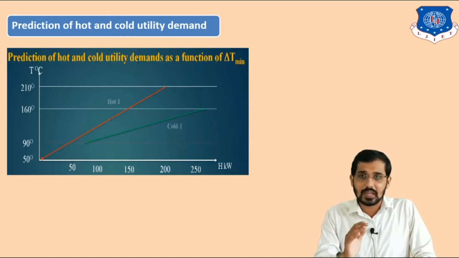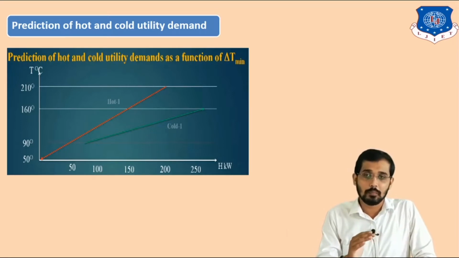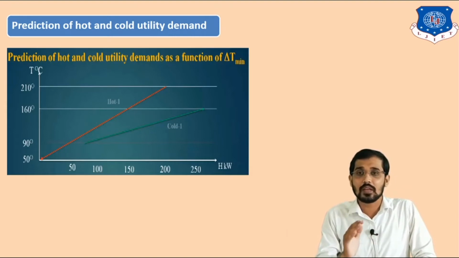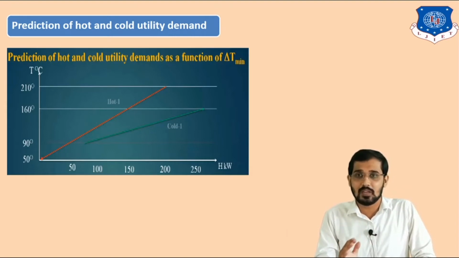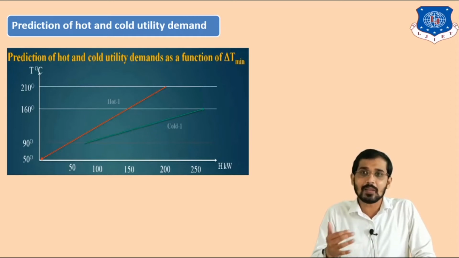The red line is coming downward and the green line is going upward, because we are removing heat, reducing the temperature of the hot stream from 210 degrees Celsius to 50 degrees Celsius, and we are increasing the temperature, adding heat to the cold stream.